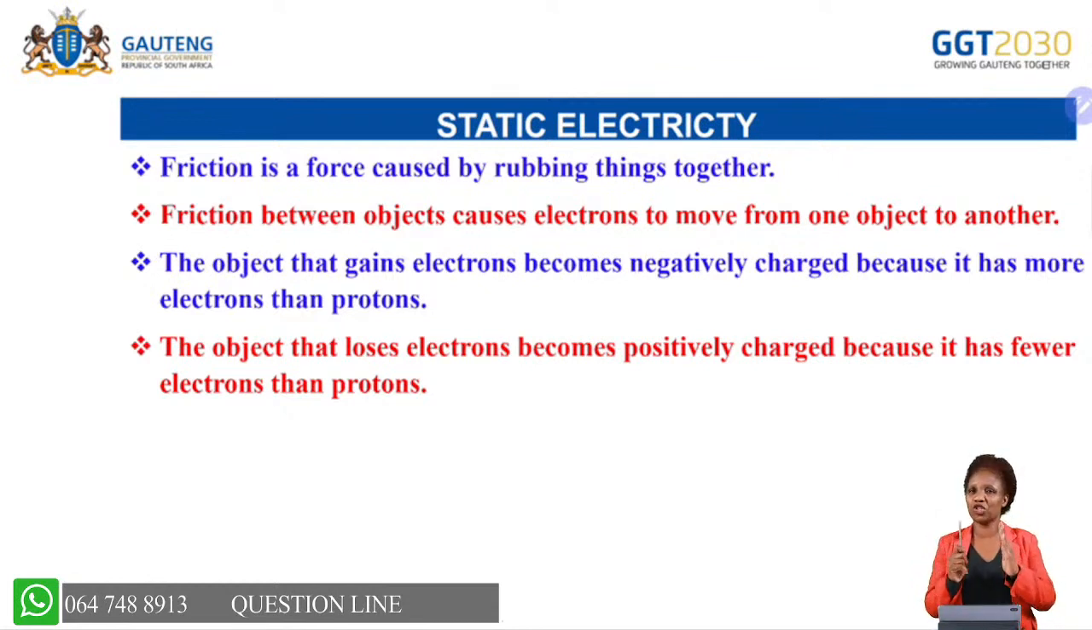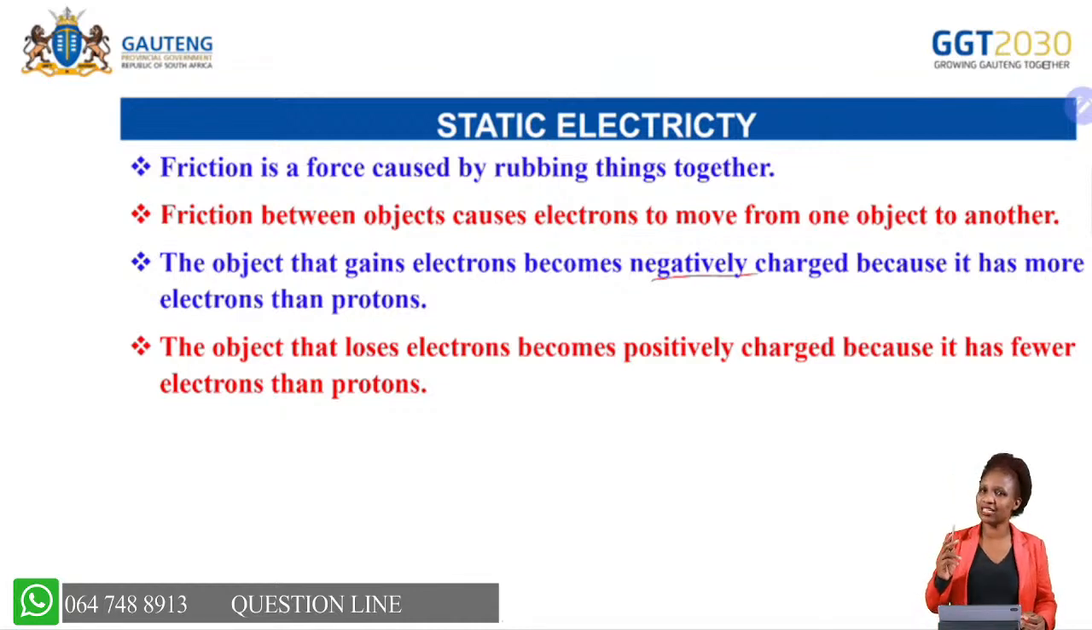And then if you bring them together, these are unlike charges. They are going to attract. They are going to come closer to each other. And then friction between objects causes electrons to move from one object to another. The object that gains electrons becomes negatively charged. It becomes negatively charged because it has more electrons than protons. Do you get that? Because it has gained electrons.